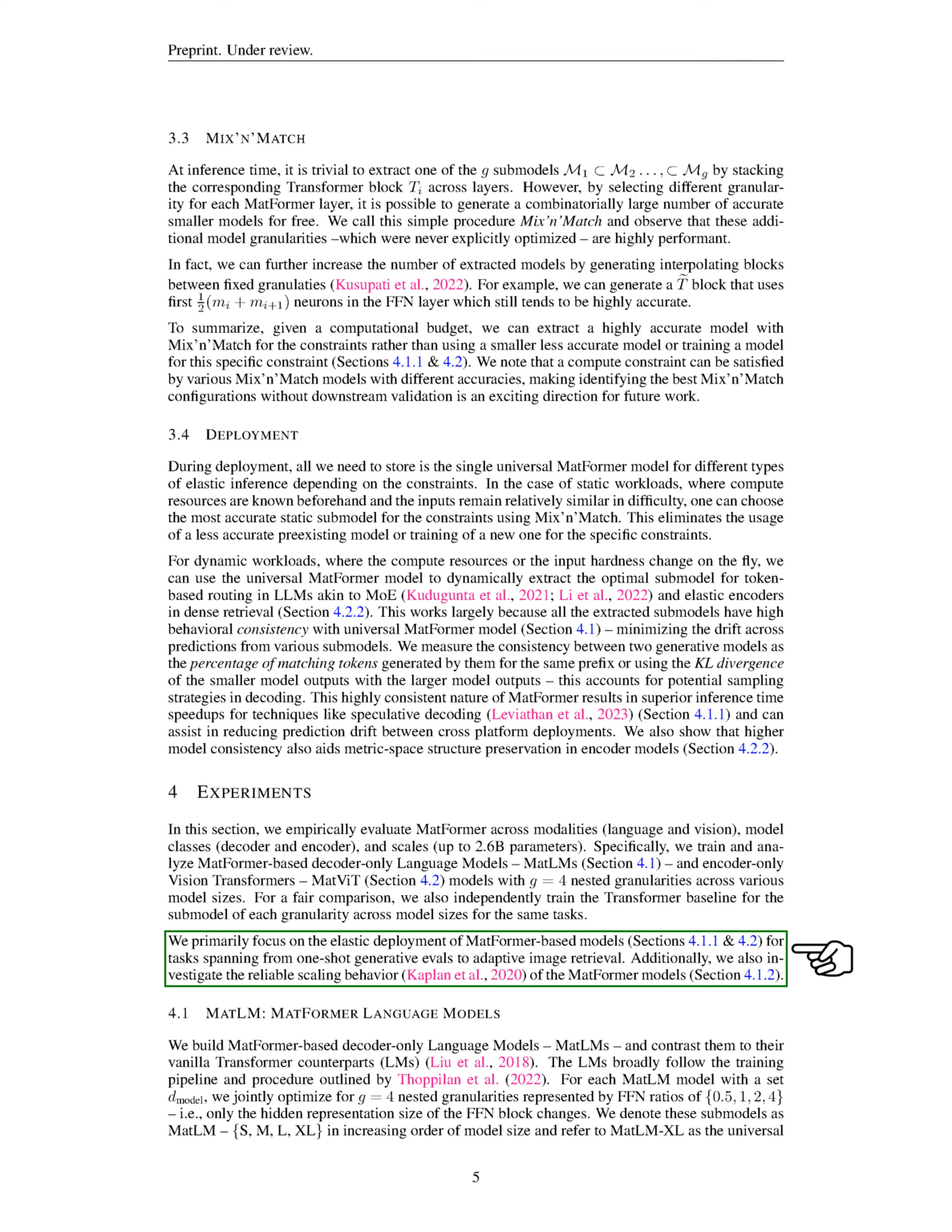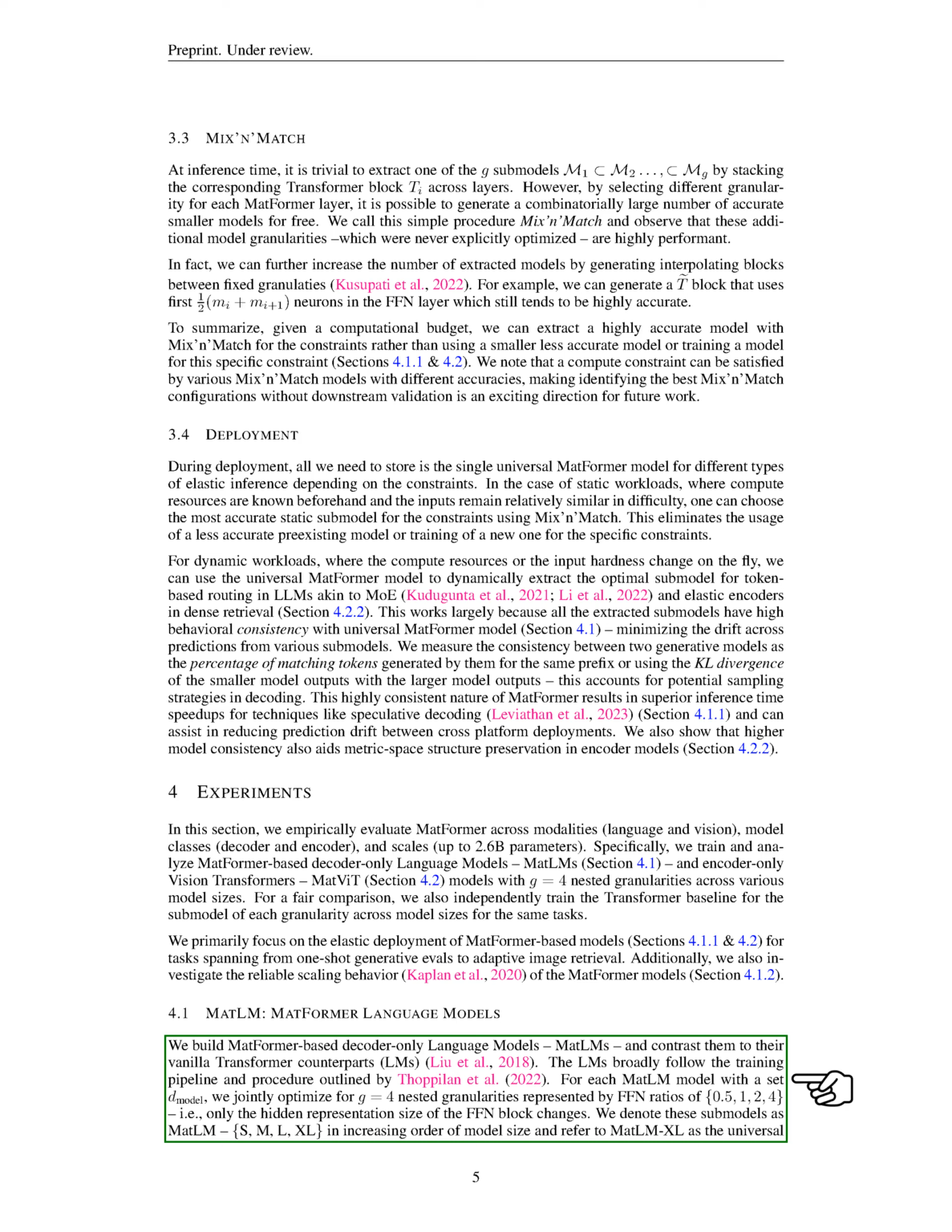We've built MatFormer-based decoder-only language models, or MatLMs, and compared them to their standard transformer counterparts. These language models follow the training pipeline and procedure outlined by previous research. For each MatLM model, we've optimized for 4 nested granularities, represented by FFN ratios of 0.5, 1, 2, and 4. This means that only the hidden representation size of the FFN block changes. We've named these models MatLM S, M, L, XL in increasing order of model size, with MatLM XL being the universal MatLM.